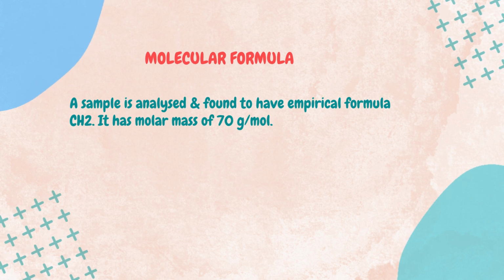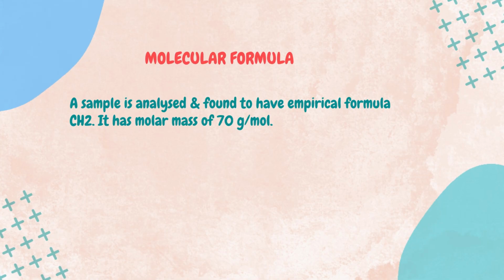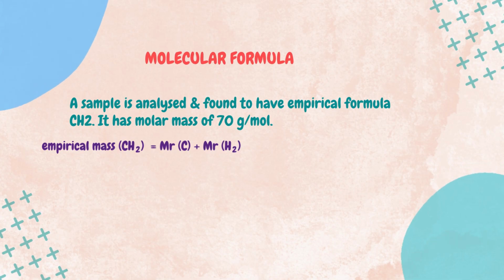Let's consider an example. A sample is analyzed and found to have an empirical formula CH2. It has a molar mass of 70 grams per mole. Find its molecular formula. We have the empirical formula, which is CH2. Next, we calculate the empirical mass. The empirical mass of CH2 is equal to the atomic mass of carbon plus the atomic mass of hydrogen. The atomic mass of carbon is 12, and the atomic mass of hydrogen is 1 times 2, as there are 2 hydrogen atoms. Then the empirical mass of CH2 is 14 grams per mole.